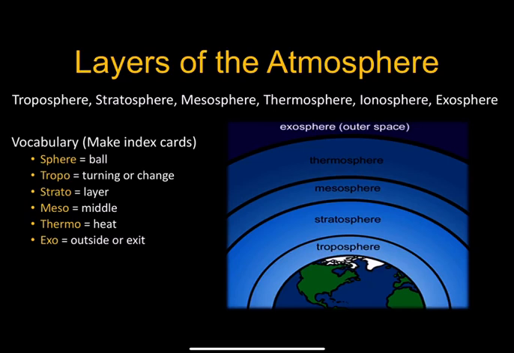Strato means layer. The stratosphere is the second layer of the atmosphere. Meso means middle. The mesosphere is the middle layer of our atmosphere. Thermo means heat. The thermosphere is the hottest layer of our atmosphere. And exo means outside or exit. The exosphere is the very last and outermost layer of the atmosphere.